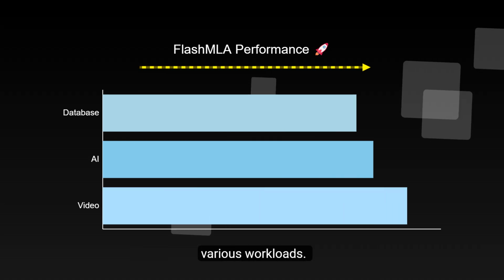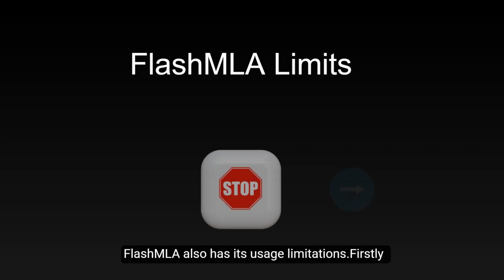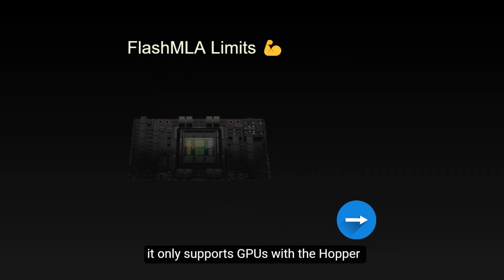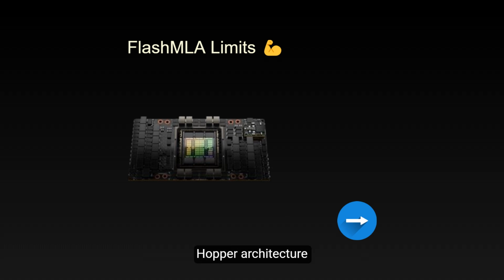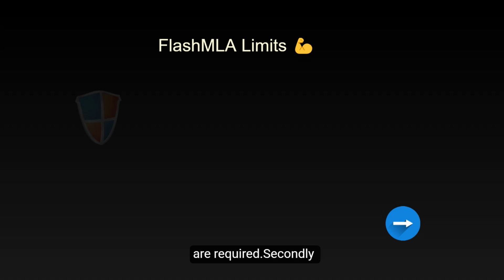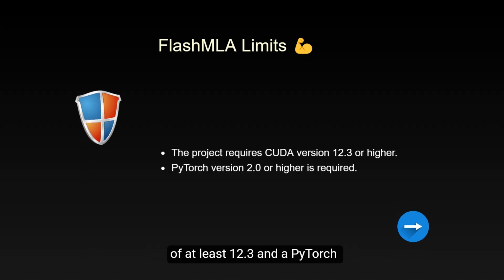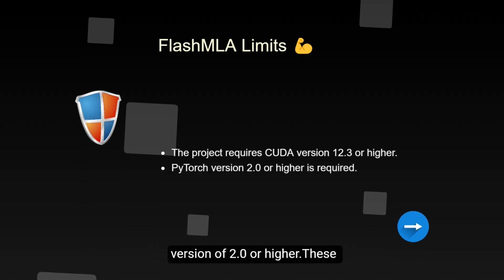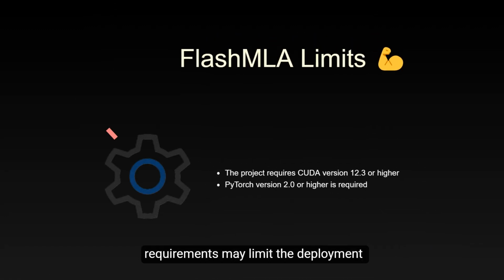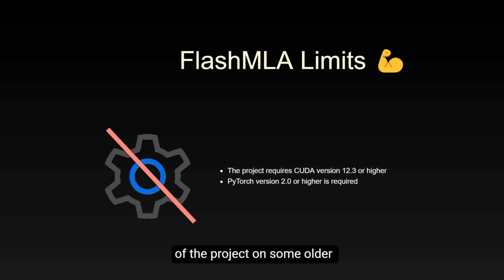Of course, FlashMLA also has its usage limitations. Firstly, it only supports GPUs with the Hopper architecture, which means newer hardware devices are required. Secondly, the project requires a CUDA version of at least 12.3 and a PyTorch version of 2.0 or higher. These requirements may limit the deployment of the project on some older systems.